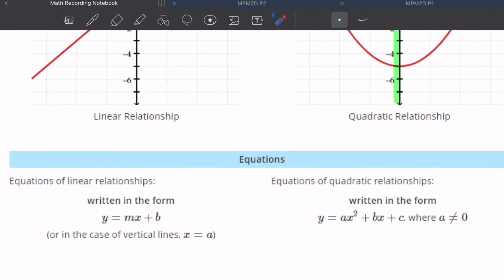Lastly, equations. So here is the equation of a linear relationship in y equals mx plus b format. This is what it looks like. There's only one x. There's nothing squaring this x. There's technically a little 1 up here.